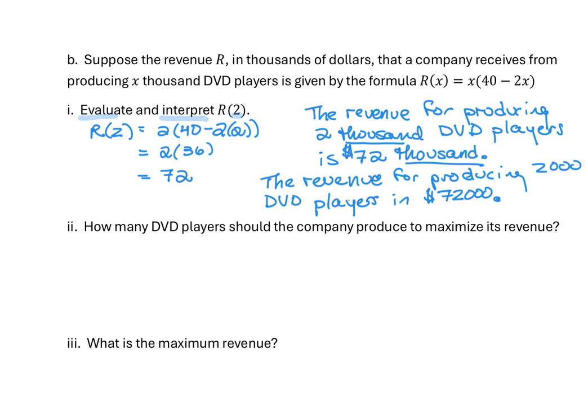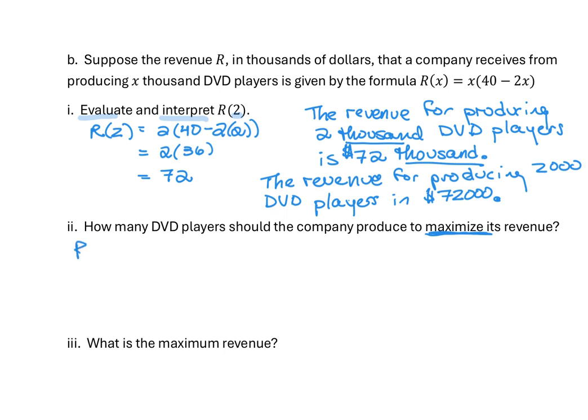All right, the next thing that we have is we want to know how many DVD players the company should produce to maximize its revenue. Okay, so there's a couple things that we can do here. Again, we are being asked to find a maximum, which means we are looking for the vertex.